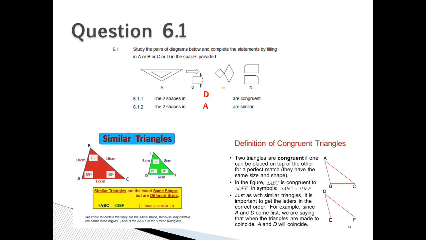Similar triangles are exactly the same shape but of different sizes. And your congruent triangles are exactly the same. If you place one on top of each other, it should be a perfect match. So 6.1.1, the two shapes in D are congruent, and 6.1.2, the two shapes in A are similar.